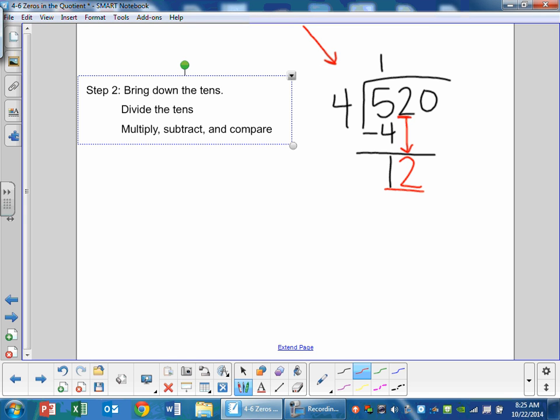So I bring down the tens, and I divide. So 12 divided by 4 is a basic fact. I know it's 3. Now I multiply. 3 times 4 gives me 12. Subtract and compare. Is 0 less than 4? Yes. So I can move on to the next step. Again, go ahead and pause here if you need to finish up these notes.